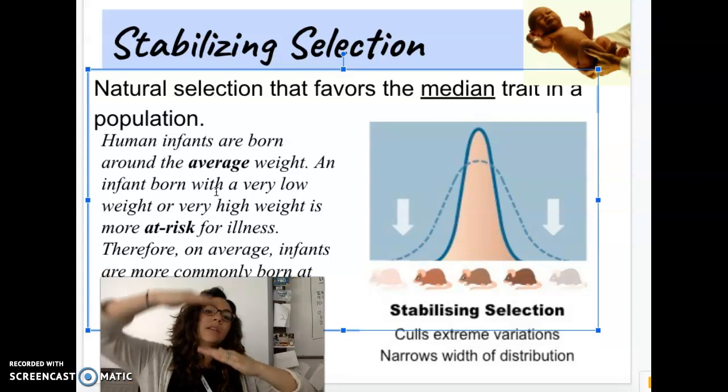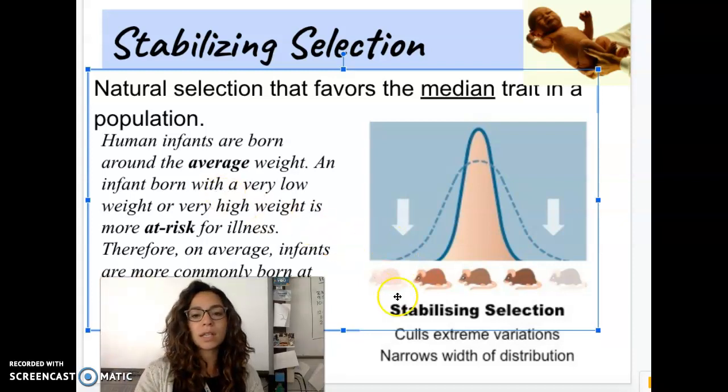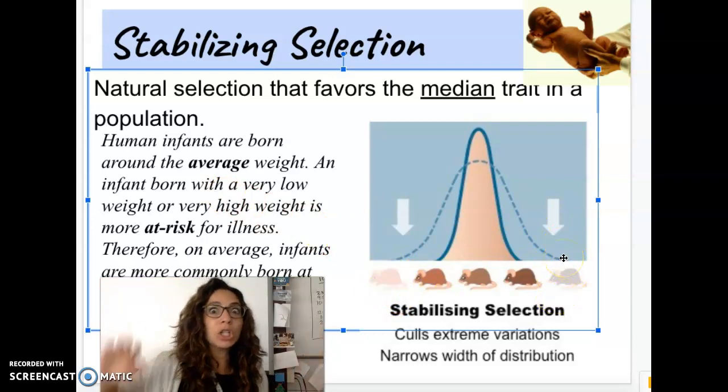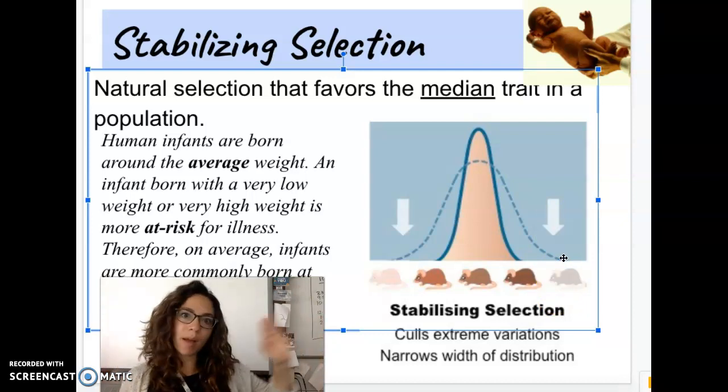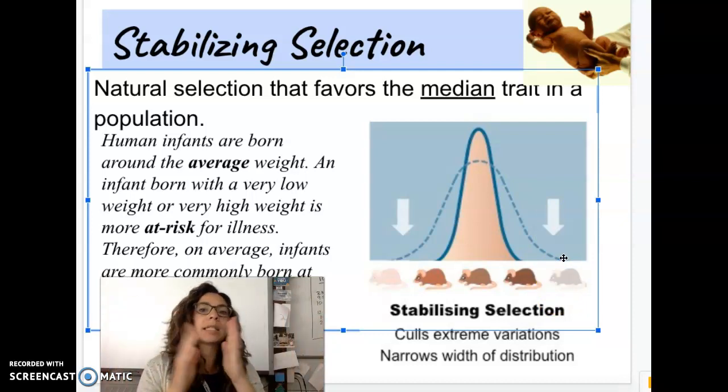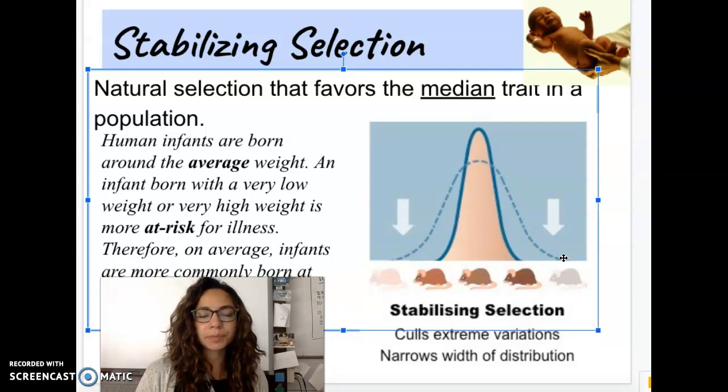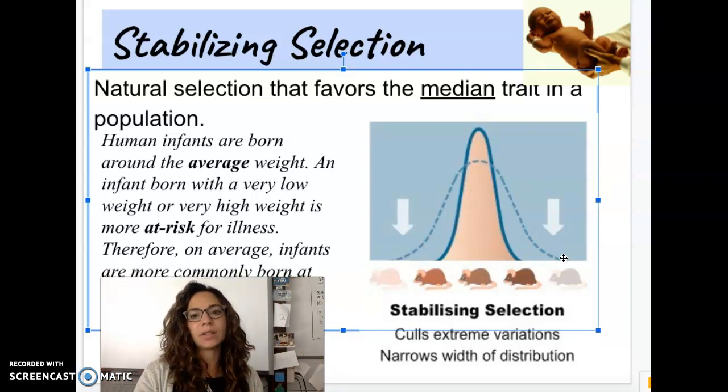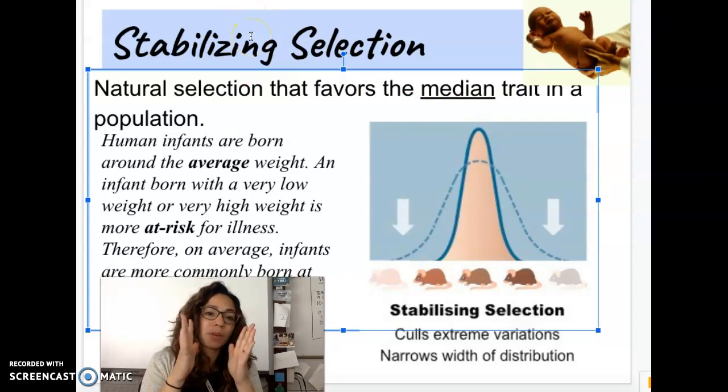So that increases and increases and increases and eliminates the phenotypes on the end. So we see a lot fewer 12-pound babies and 4-pound babies than we do 6, 7, 8, 9-pound babies. So that medium trait is the one that happens more frequently, right? It's more stable. If you think of the word stabilizing, it means in the middle.